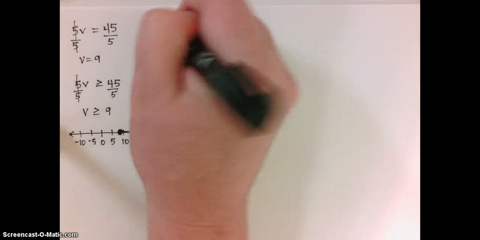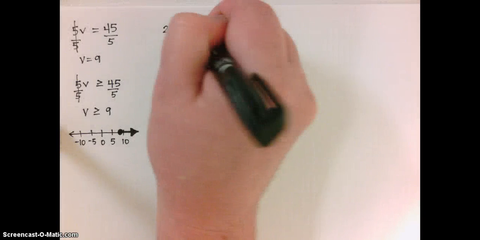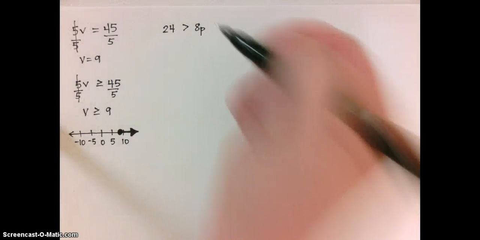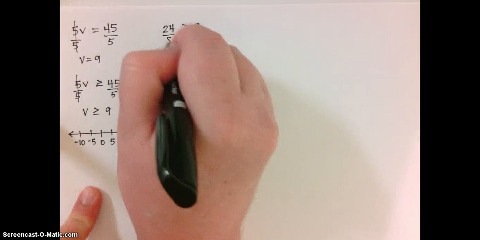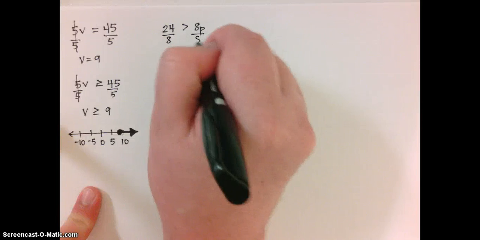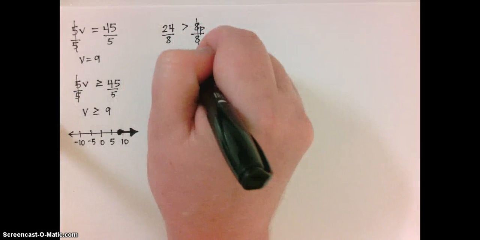Okay, let's do another one. This is 24 is greater than 8p. You'll notice again that the variable is on the right-hand side, so we'll take care of that at the end. But I do see that it's being multiplied by the number 8. So I'm going to divide both sides by 8. 24 divided by 8 is 3. So 3 is greater than p.